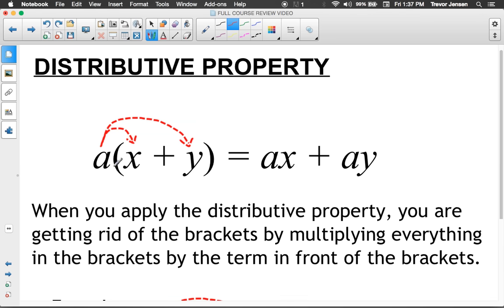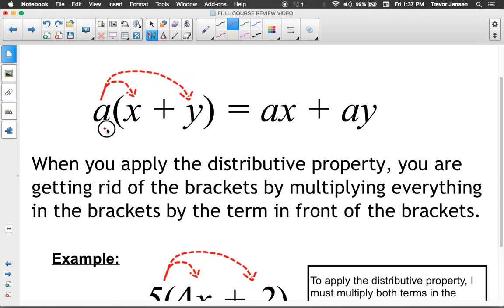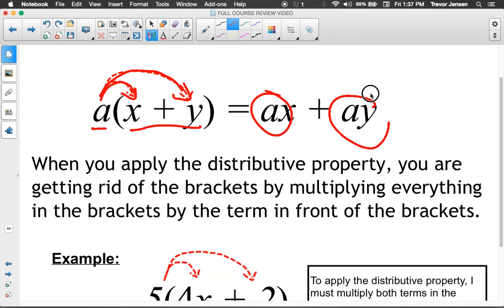Okay, let's look at distributive property. So basically, if we're multiplying a monomial by a polynomial, in this case a binomial, this is how you do it. Everything inside the brackets gets multiplied by the term out front of the brackets, and that gets rid of the brackets. So if I want to do a times x plus y, I have to do a times x, right here, and I have to do a times y here.